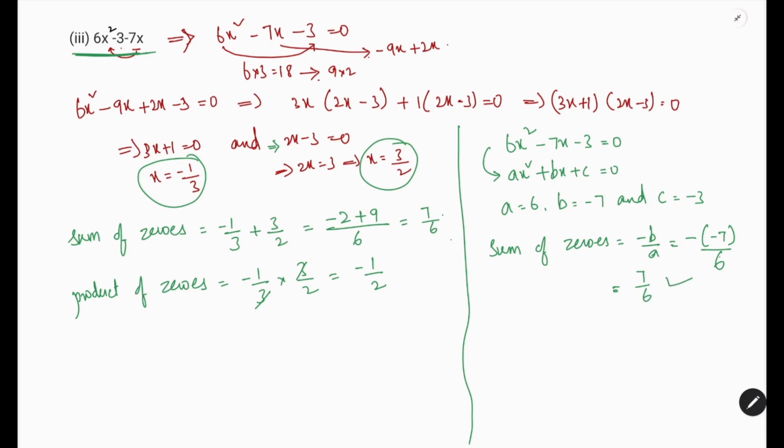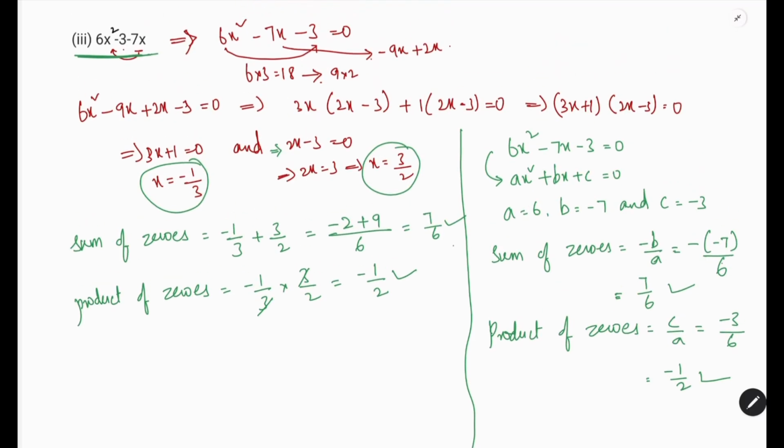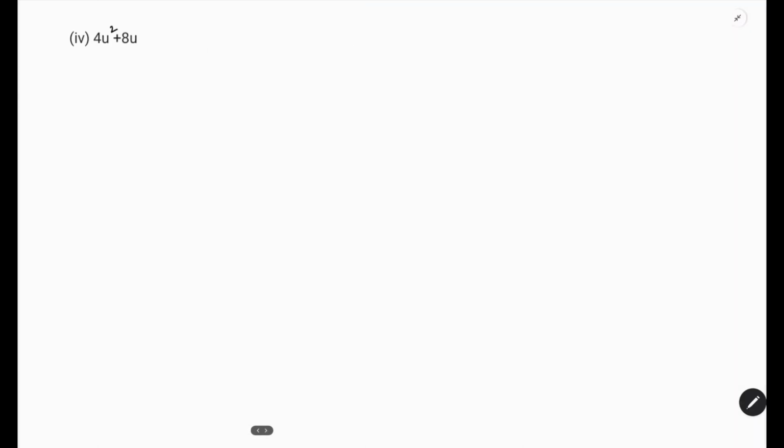These two are same. And product of zeros equal to c by a. c is minus 3, a is 6, equal to minus 1 by 2. These two are same. We have verified. Now the next one.